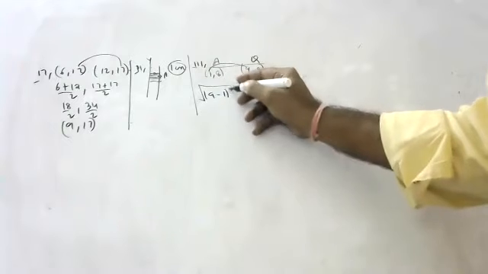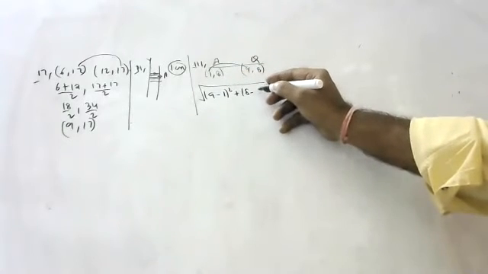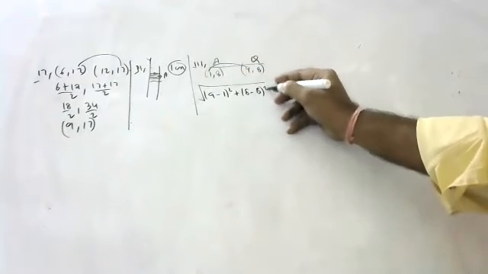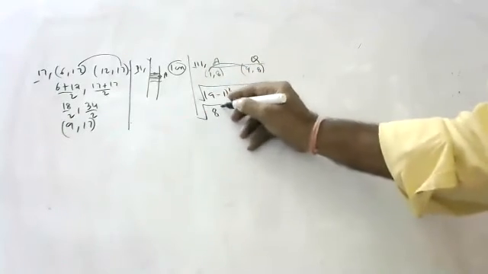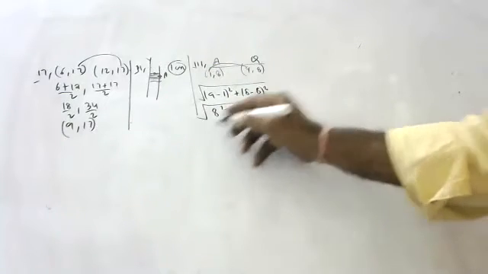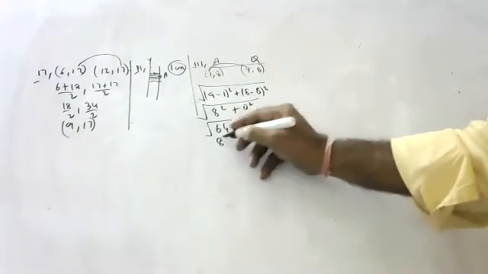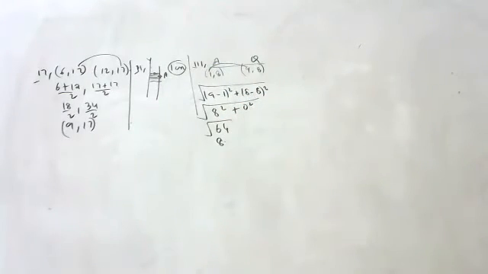Root of (9 minus 1) whole square plus (8 minus 8) whole square, that is root 64. Root 64 means 8 is the answer. They didn't give 8, they gave root 64 only. Okay, root 64 is the answer, children.